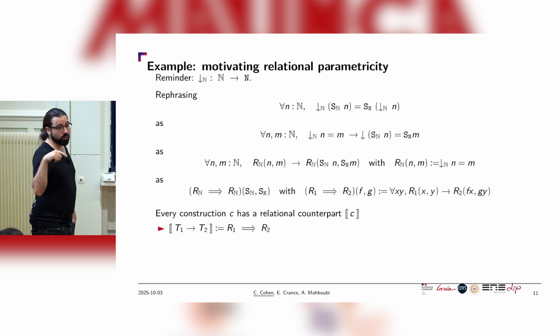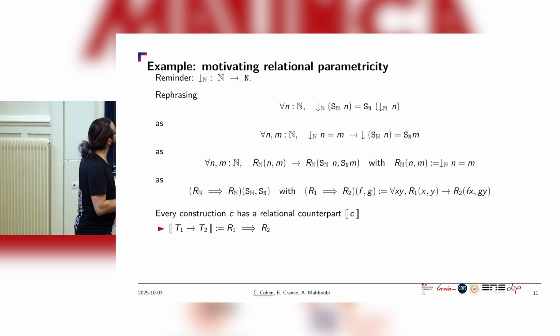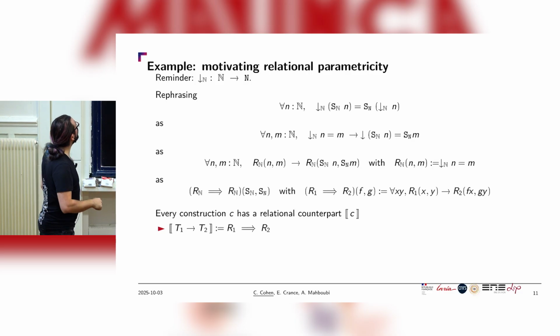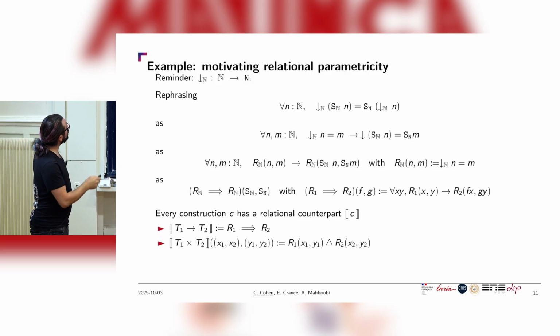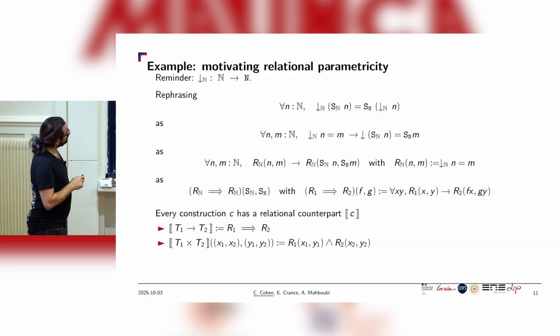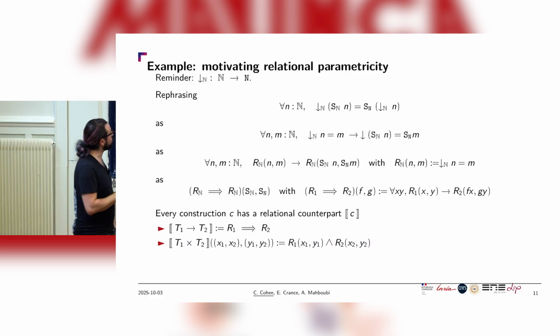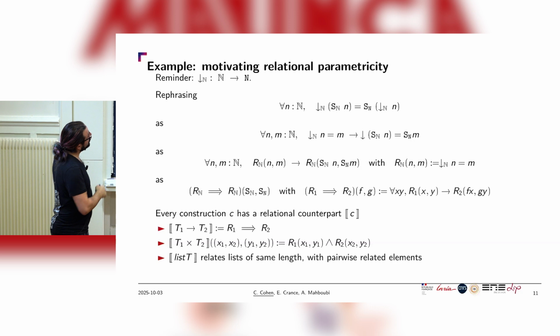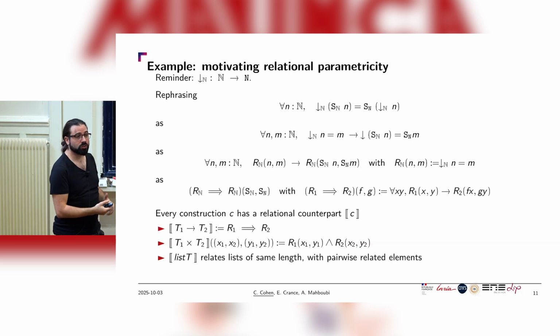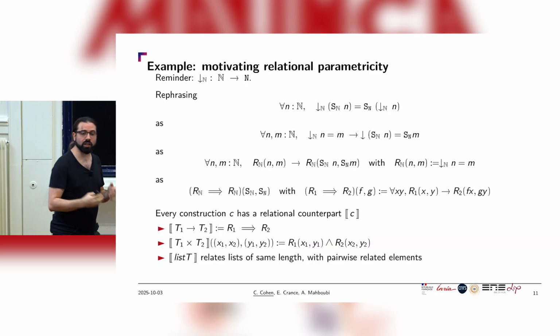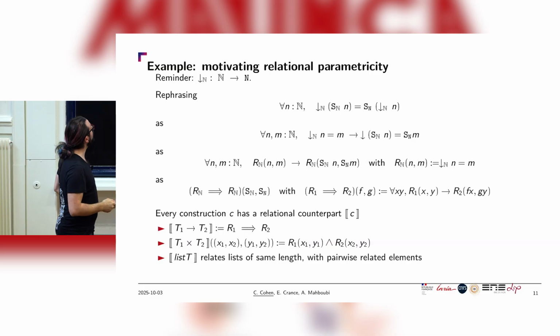So this S, which goes from natural numbers to natural numbers, is turned into a relation between the two kinds of natural numbers. For pairs, it works the same. If you want to show two pairs are related, the first component must be related and the second component should be related. For lists, the translation of the list constructor is a relation which relates lists that must have the same size and whose elements are pairwise related, and so on and so forth.